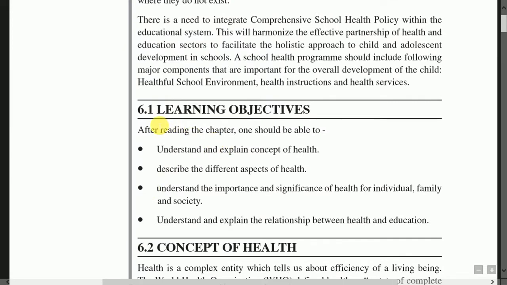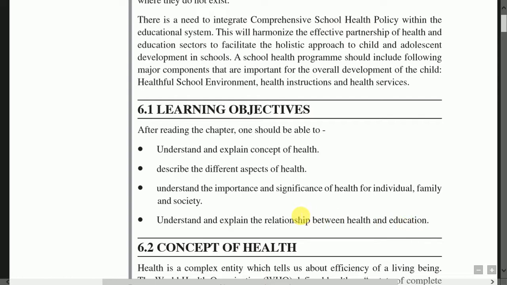Now, 6.1, learning objectives. After reading the chapter, one should be able to understand and explain the concept of health. Next, describe the different aspects of health. Next, understand the importance and significance of health for individual, family and society. Next, understand and explain the relationship between health and education.